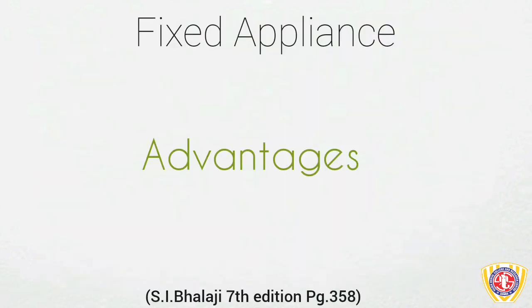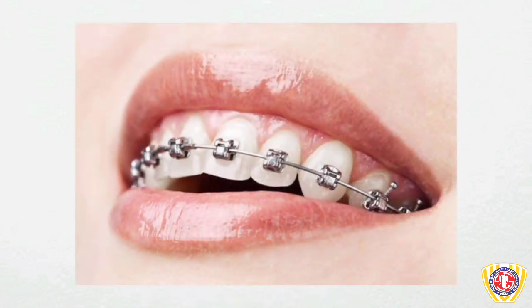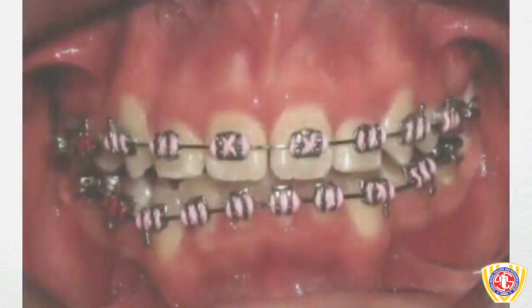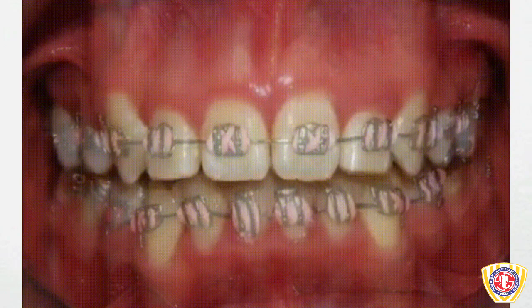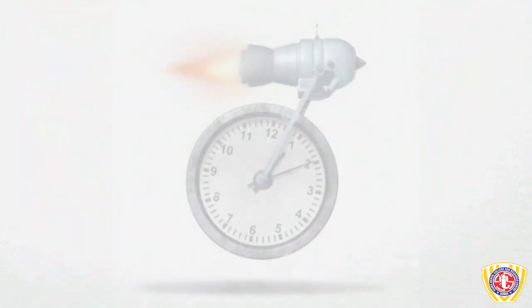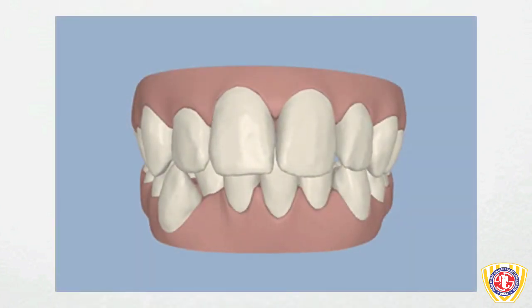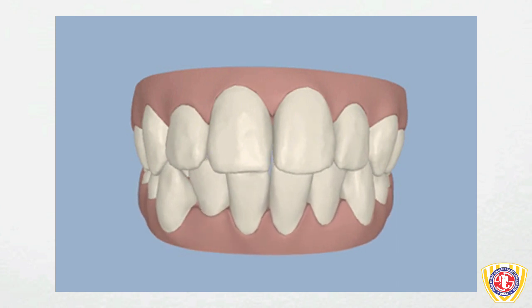Now let's look at a few of the advantages of fixed appliance therapy. Since these appliances are fixed onto the teeth by an orthodontist, there is no dependence on the patient for timely wear. Multiple types of tooth movements can be brought about by fixed appliance therapy, hence most malocclusions can be treated and the teeth move in all three planes. Since all of this occurs, the treatment duration is reduced. Fixed appliance therapy brings about precise tooth movements, occlusal detailing, and it also gives better anchorage control.